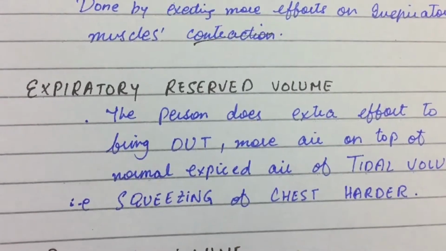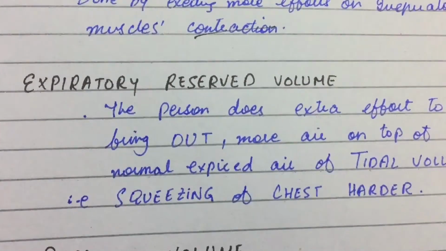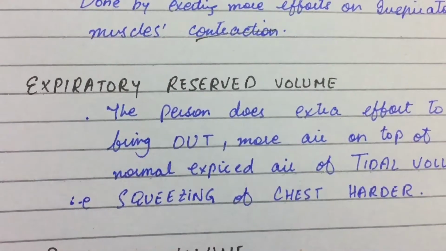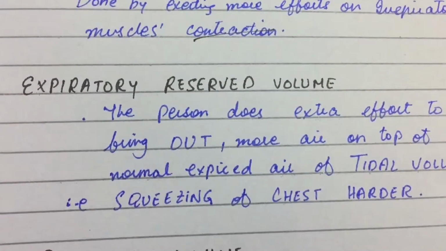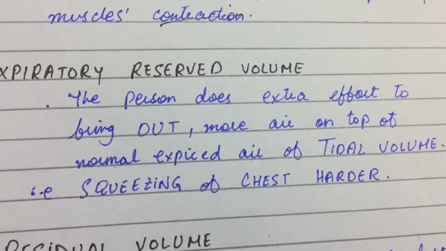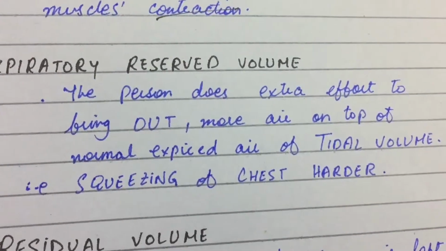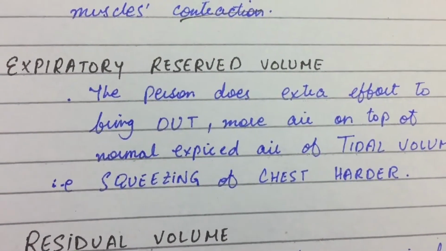So imagine your patient is a very nice guy and he listens to whatever he's told. He has the maximum amount of air inside his system, and now we want him to blow out the maximum amount of air that he can, and that is called expiratory reserve volume. The person does extra effort to bring out more air on top of the normal expired air of tidal volume, and it's done by squeezing the chest harder, and I'll show you here.